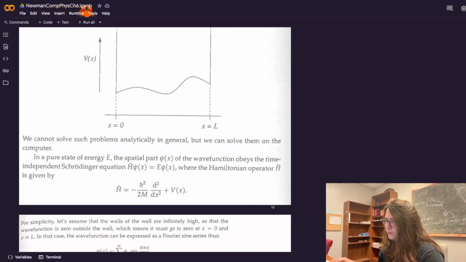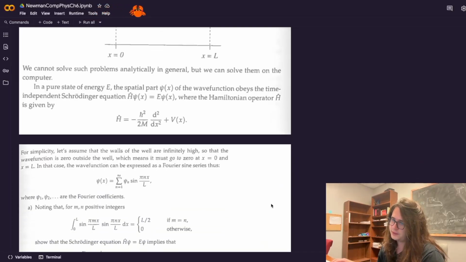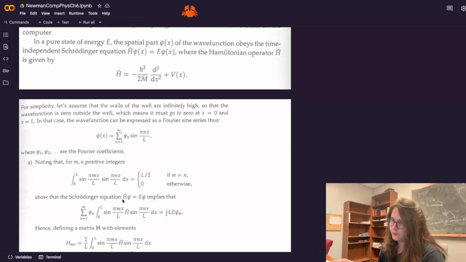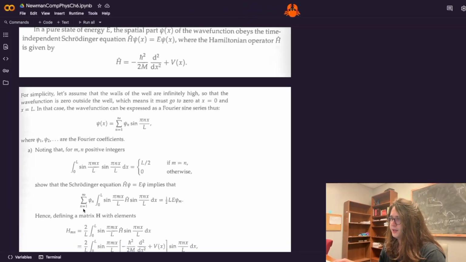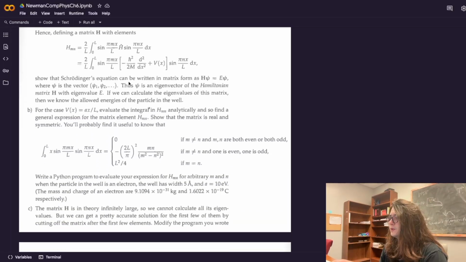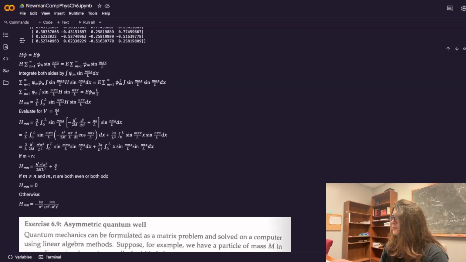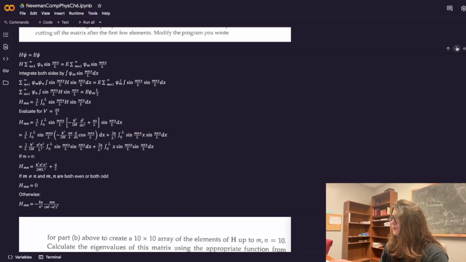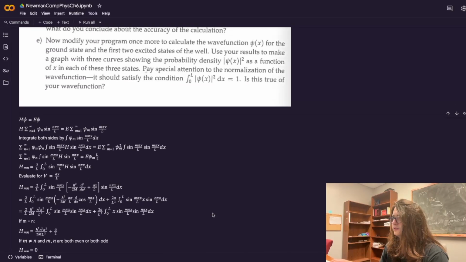And the first part of the problem is to prove that the Schrodinger equation H psi equals E psi implies that you have this sort of relationship between psi m and psi n whenever you're expanding your wave function into a Fourier series like that. So that's what I did first. The proof is up here. Let me just move this down to the code level.